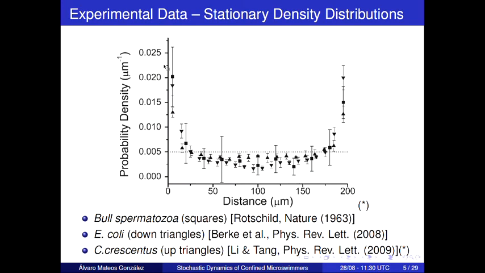Now, if you let the microswimmers swim in that solution for a very long time, you actually observe that they tend to concentrate in the vicinity of the boundaries. 0 and 200 correspond to the positions of the two cover glasses. And this is consistent across different types of microswimmers. So we've got spermatozoa, E. coli, and so on.